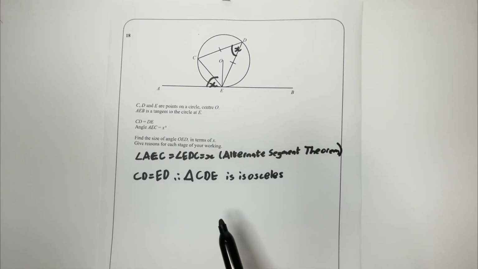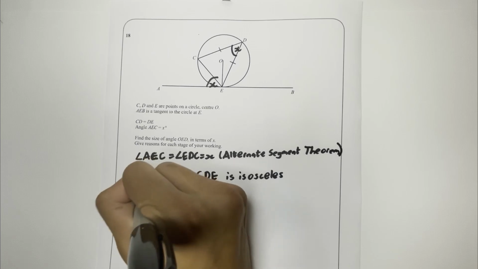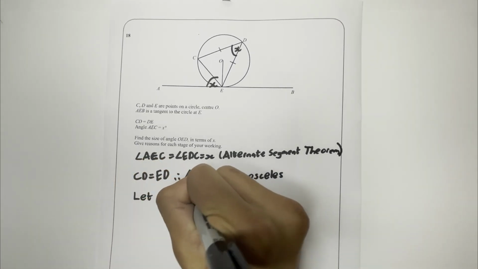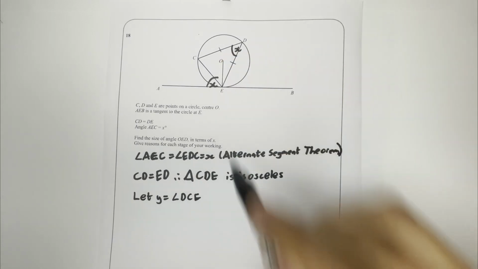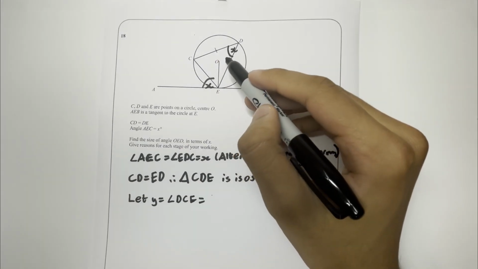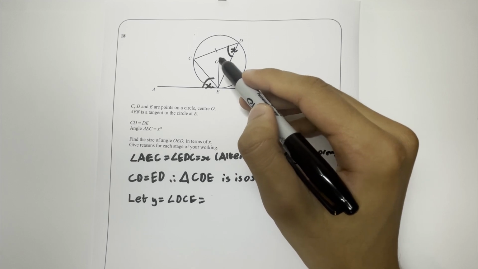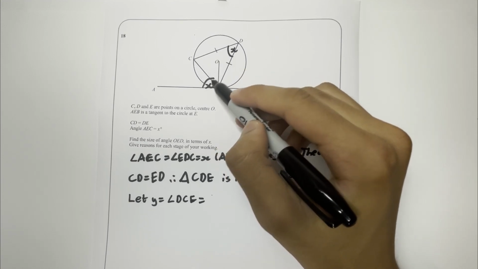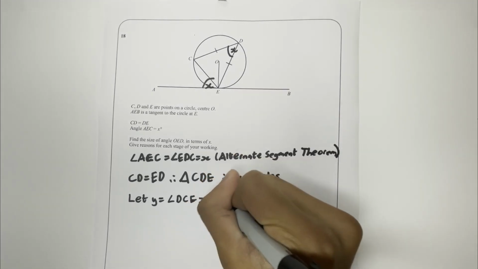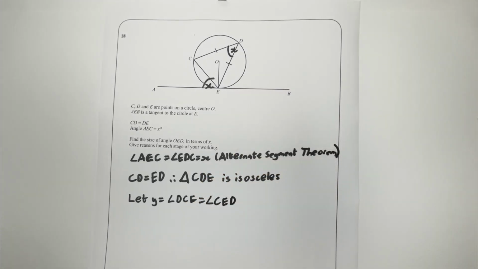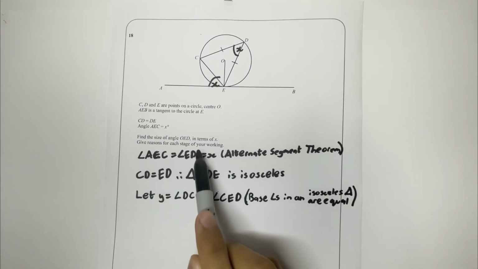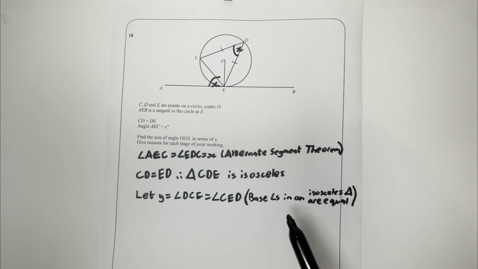Next, we'll introduce another variable which will make some of the equations a little bit easier for us. We'll let y equal angle DCE, which is this angle over here. Since we've shown that this triangle is isosceles, that means its base angles are equal. So this angle DCE is equal to this angle CED, so we can mark that in here as well. Remember to write in your reasoning for each step here, since we're told to give reasons for each stage of your working, and this can form much of the marks given to the question.